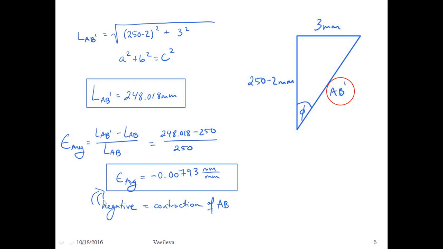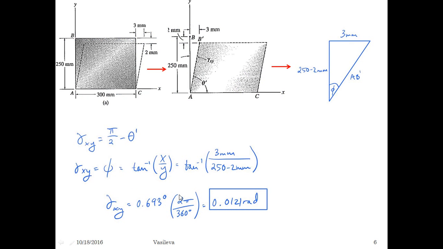What does that mean? That just tells you that if it's negative, the line segment, where the body was compressed, may be shortened and contracted. If it's positive, it means it was lengthened or elongated. So here we're contracting segment AB. Alright, so we have normal strain, now we want shear strain.